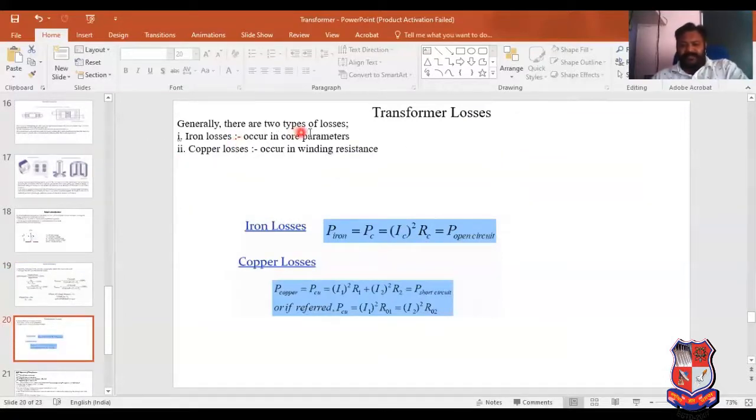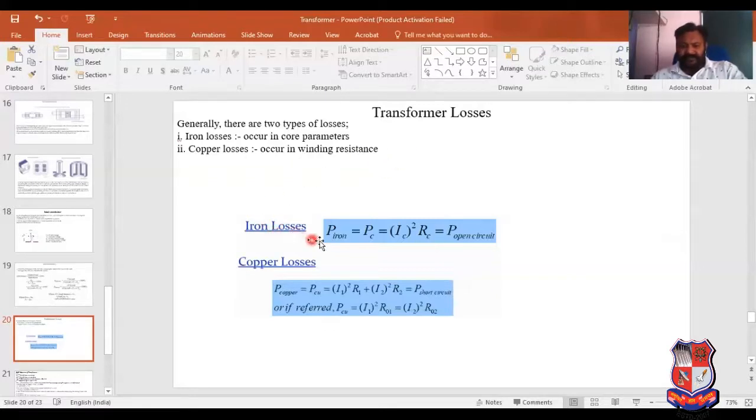Generally there are two types of losses: iron losses and copper losses. As there is no rotating part, you can't say that there are friction losses here. Iron losses are basically in your core, meaning all the iron or steel materials used in your transformers. Copper losses are basically generated from the copper used in windings.